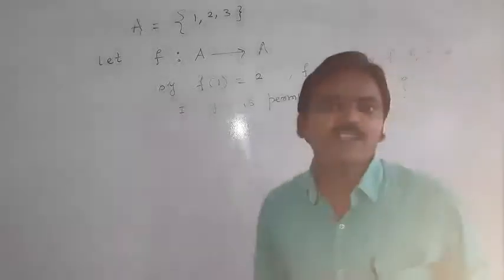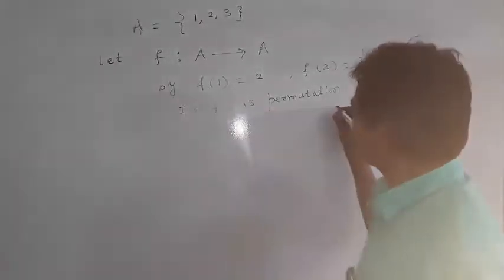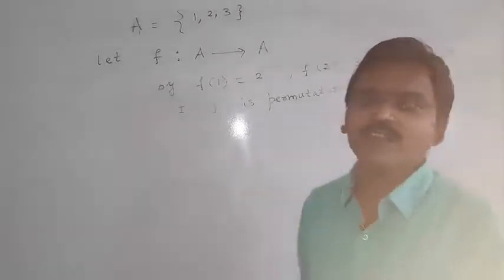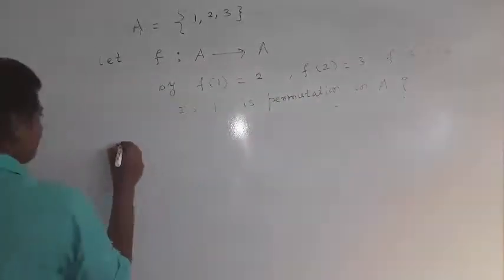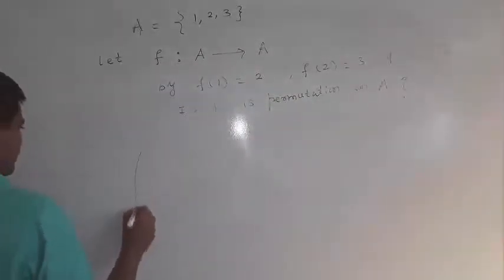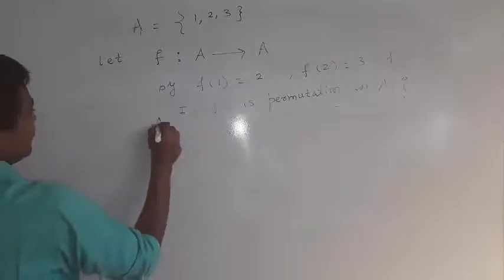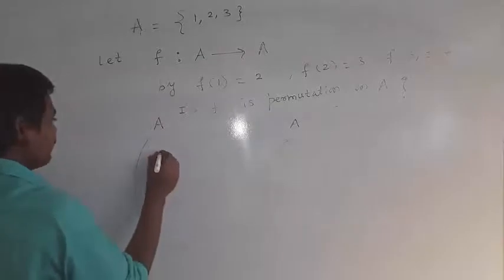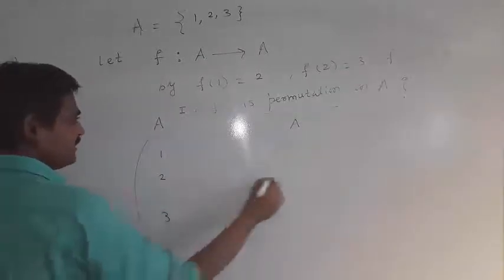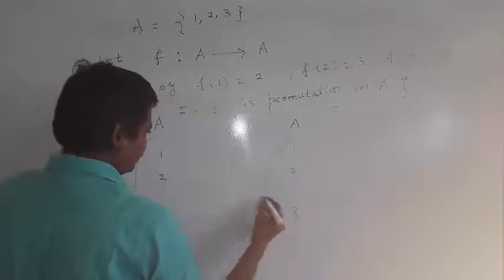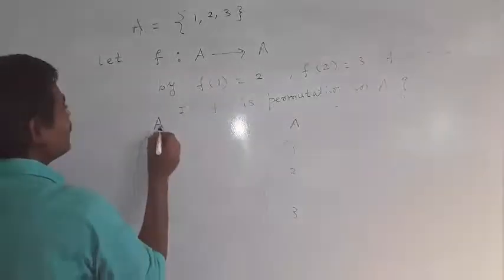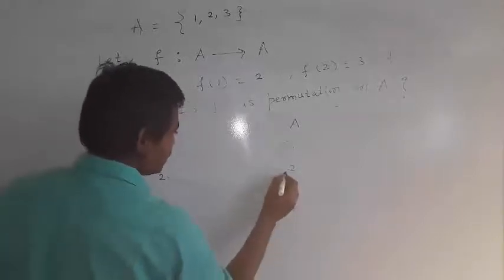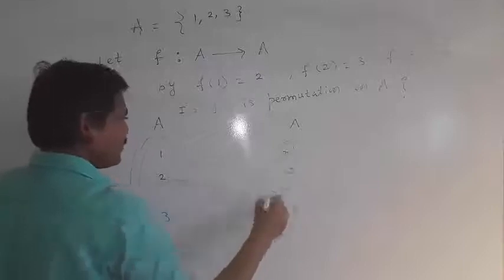f is a permutation on A if f is a bijection, that is a bijective function, that is f is one-to-one and f is onto. See here how this function f is defined. This is a set A, again this is a set A, and the function f is defined on 1, 2, 3. What is the image of 1? f assigns 1 to 2, 2 to 3, and 3 to 1.